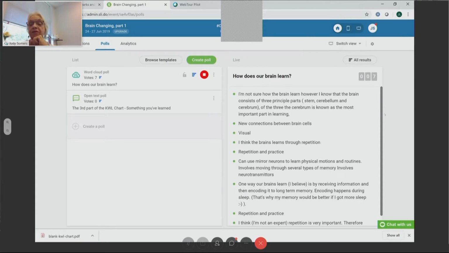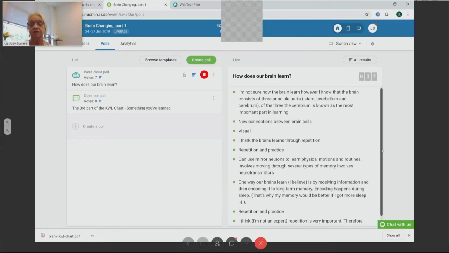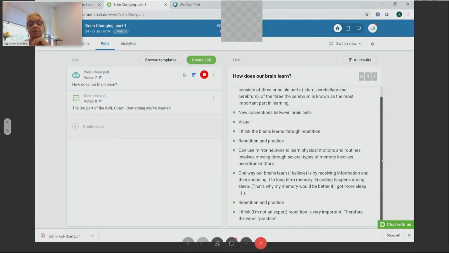So someone has put down the three principal parts: the stem, cerebellum, and cerebrum. New connections in the brain cells, visual. I think the brain learns through repetition and practice. Mirror neurons to learn physical motions and routines. Interesting. Moving through several types of memory involves neurotransmitters, absolutely. Receiving information and then encoding it into long-term memory. And it happens during sleep. That's why my memory would be better if I got more sleep. You know what? I hadn't even thought about it that way. I love that.